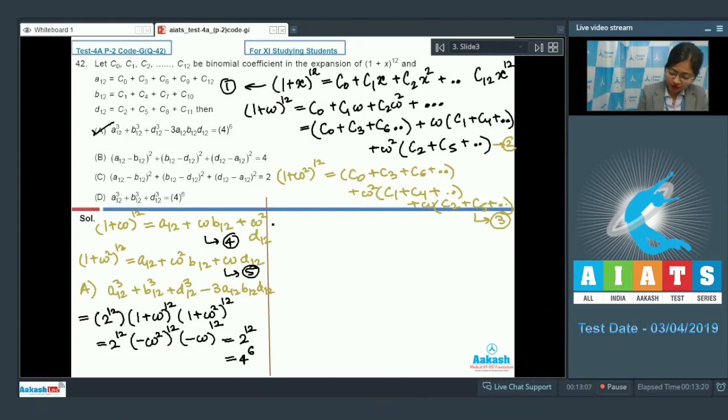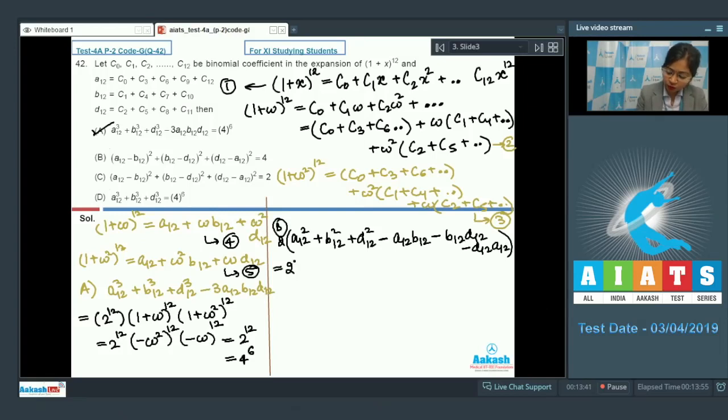Now let us take up option number B, in which we have to find (A12 minus B12) whole square plus (B12 minus D12) whole square and so on. So expanding this, we will get 2 times (A12 square plus B12 square plus D12 square minus, as 2 have been taken out, A12 B12 minus B12 D12 minus D12 A12). This is the value which we have to find.